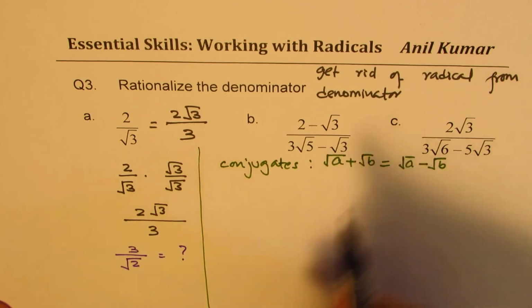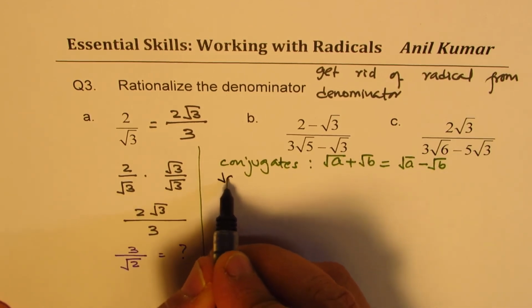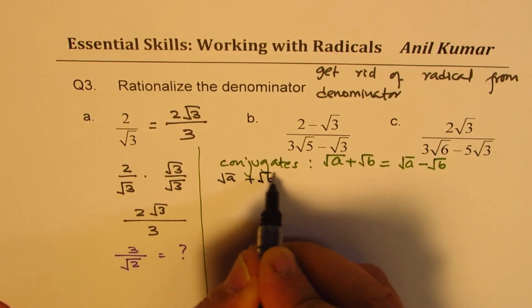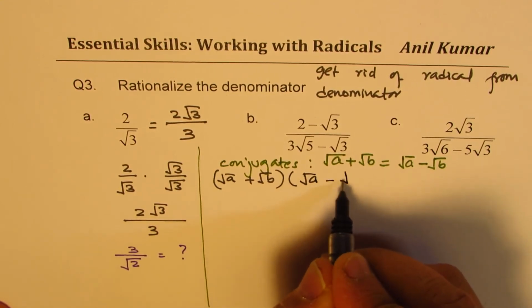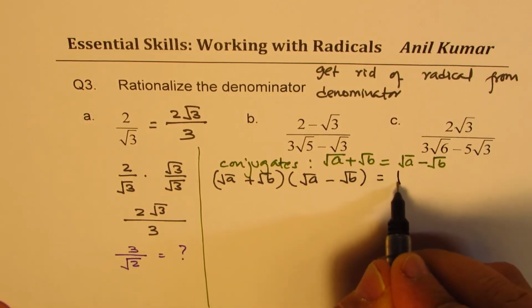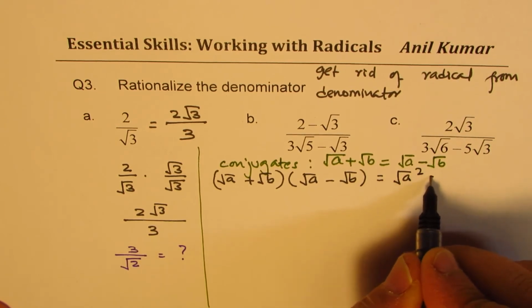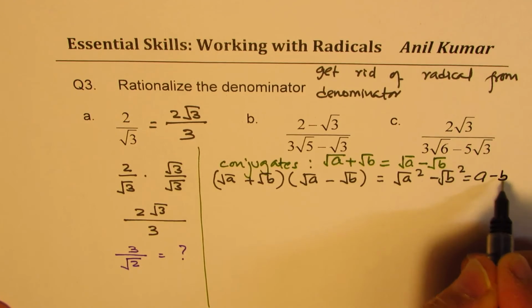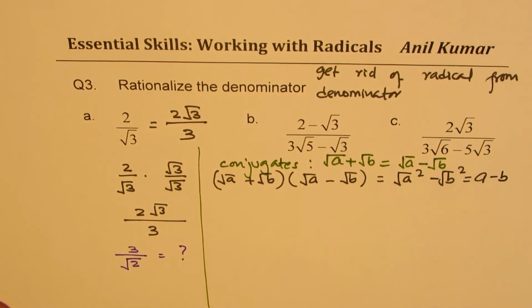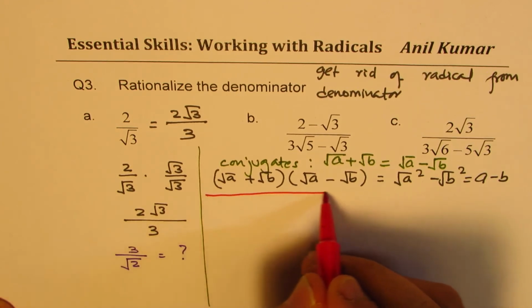So if I do square root of a plus square root of b and multiply that with square root of a minus square root of b, what do I get? I get square root of a squared minus square root of b squared, which is a minus b. So I got rid of the square root terms. So that is our concept, okay?